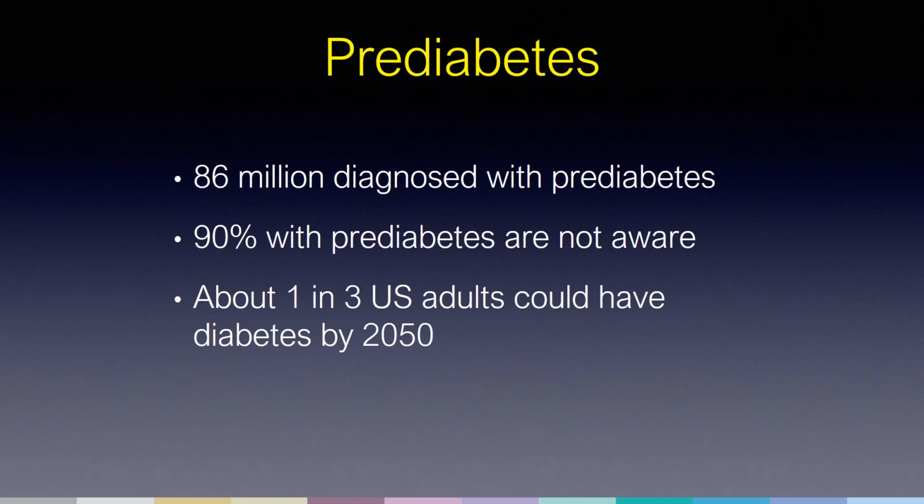The bigger issue that we have to deal with in the future is that there's a condition called prediabetes that affects 86 million Americans, it's estimated. And almost all of these people who have prediabetes are not even aware they have it. And if the conditions continue, about 1 in 3 adults in the United States could end up with diabetes by 2050 if nothing is done.